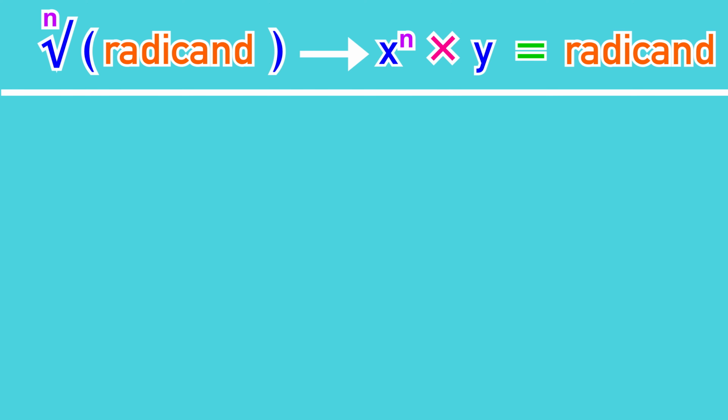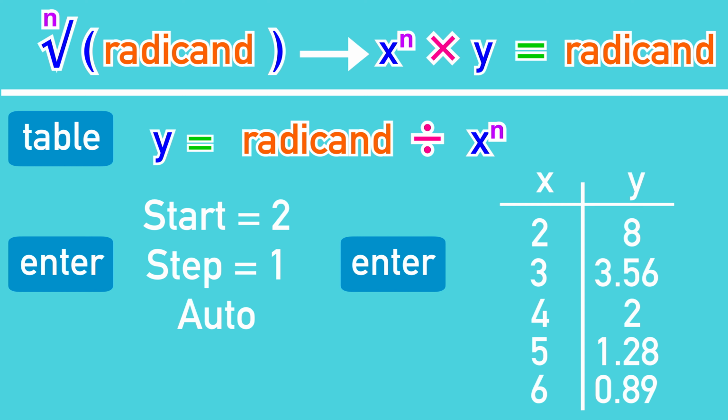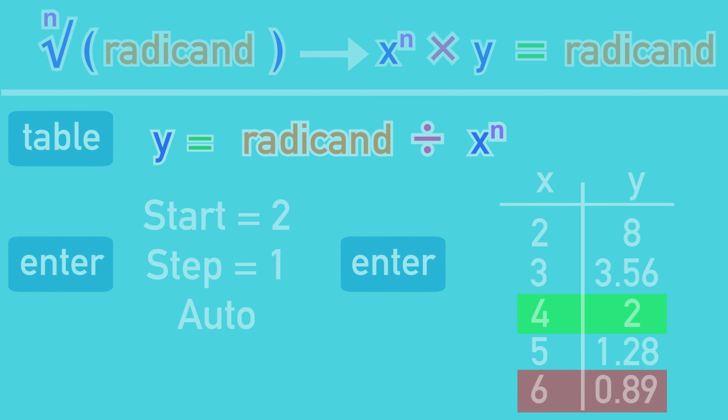One way to quickly find the right factors is to use the table function on your calculator. You can set up the formula y equals the radicand divided by x to the correct index, start your table at 2, then look for the last row where x and y are integers before the y values are less than 1. y and x to the n will both be factors. If y equals 1, then the radicand was a perfect square.